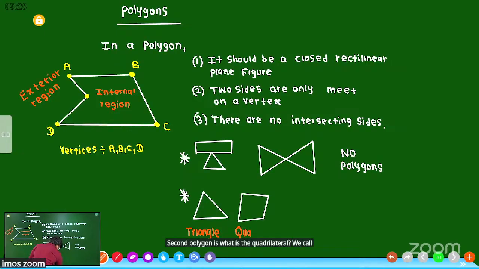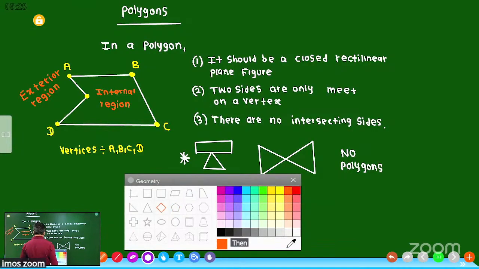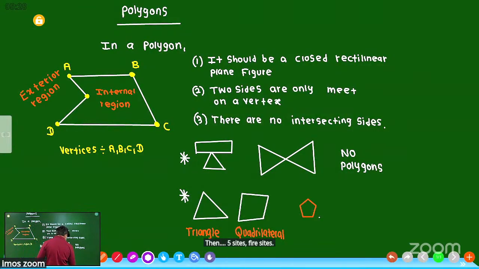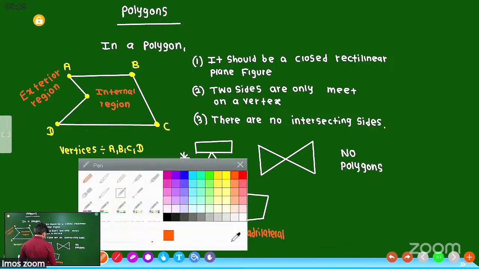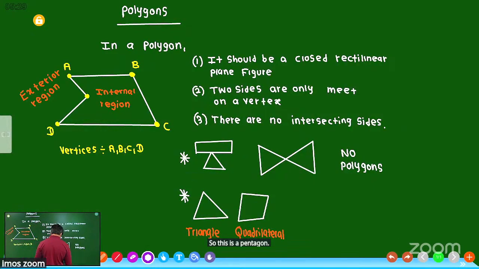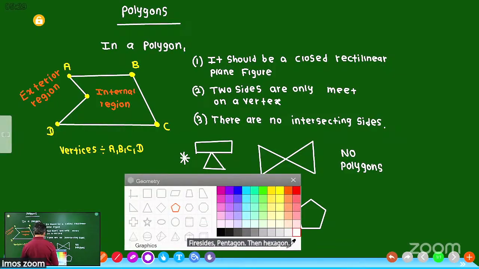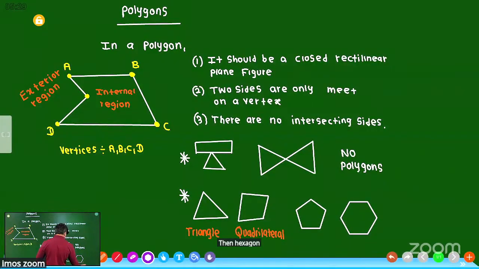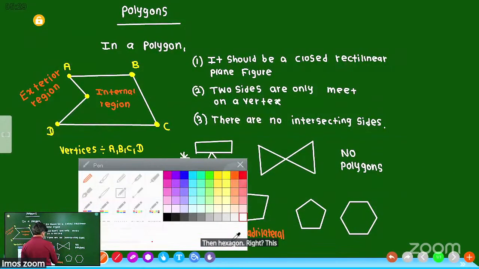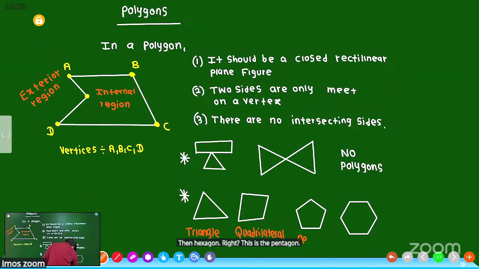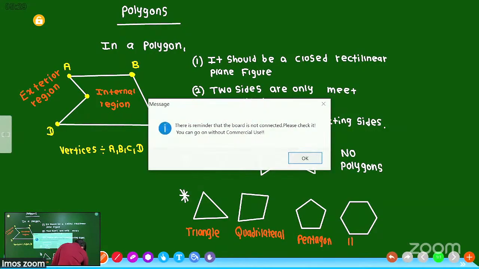The second polygon is the quadrilateral. We call it a quadrilateral, a polygon which has four sides. Then five sides, a pentagon. So this is a pentagon. Five sides, pentagon. Then hexagon, six sides.